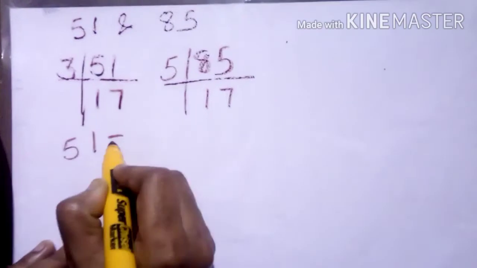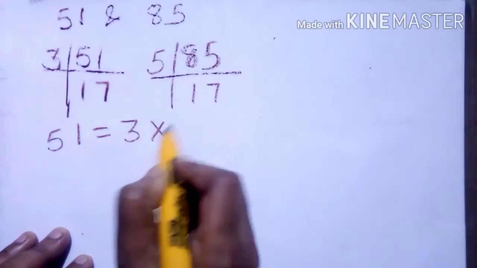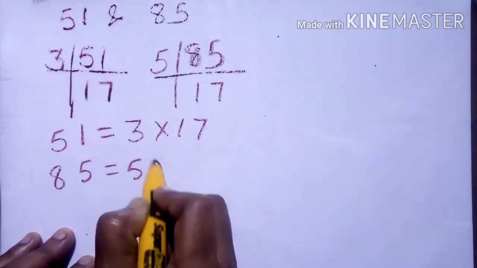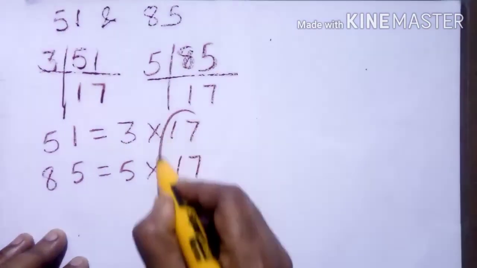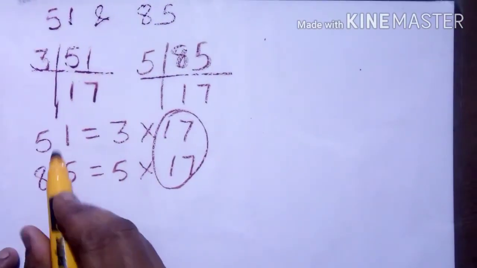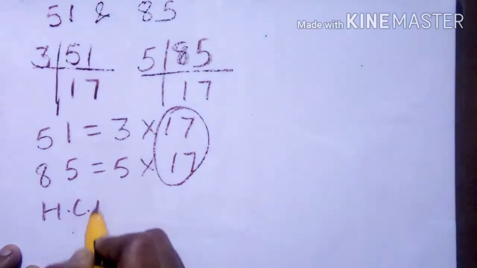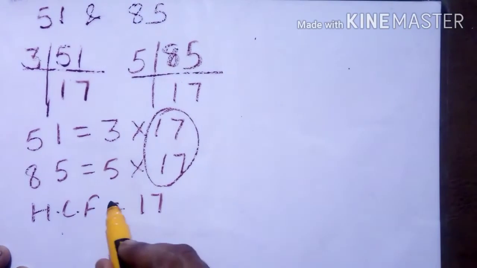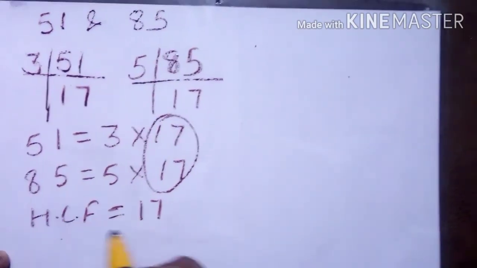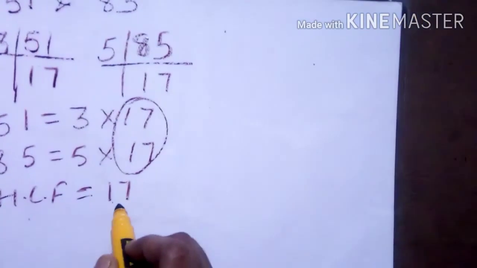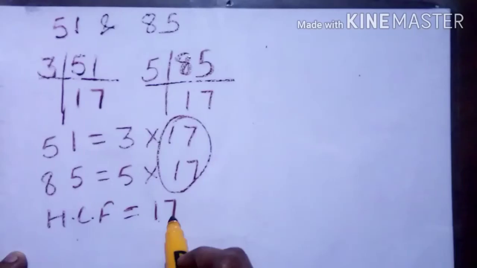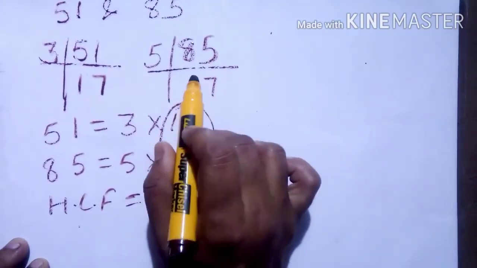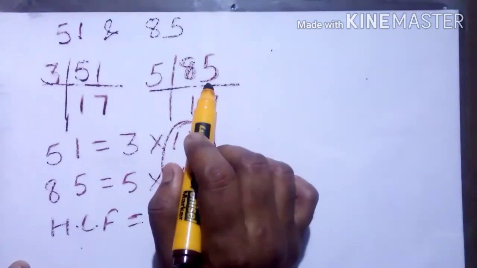51 is equal to 3 into 17 and 85 is equal to 5 into 17. So 17 is the HCF of 51 and 85. HCF of 51 and 85 is 17. So this is the highest number that divides 51 and 85 exactly.